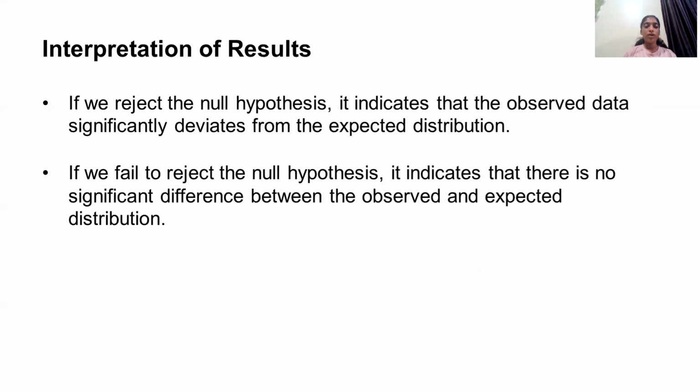Interpretation of results. If we reject the null hypothesis, it indicates that the observed data significantly deviates from the expected distribution. If we fail to reject the null hypothesis, it indicates that there is no significant difference between the observed and expected distribution.